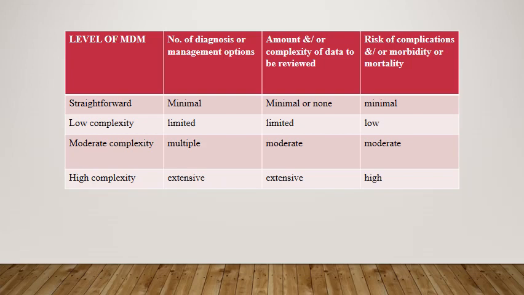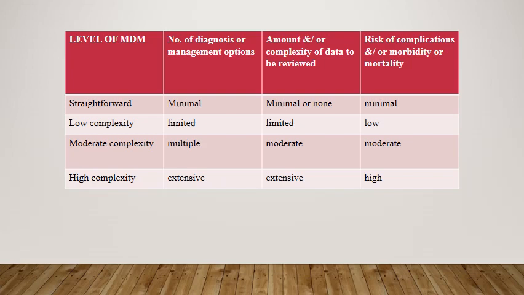Now the second element, amount and/or complexity of data to be reviewed. It includes all the investigation procedures ordered by the physician, or if the physician has reviewed any test result which was already ordered by another physician, or if this particular patient has an independent historian, or if the physician has discussed the treatment option with another physician. Such things come under this second element. You may not understand now, but I will explain each element in detail in the coming videos.